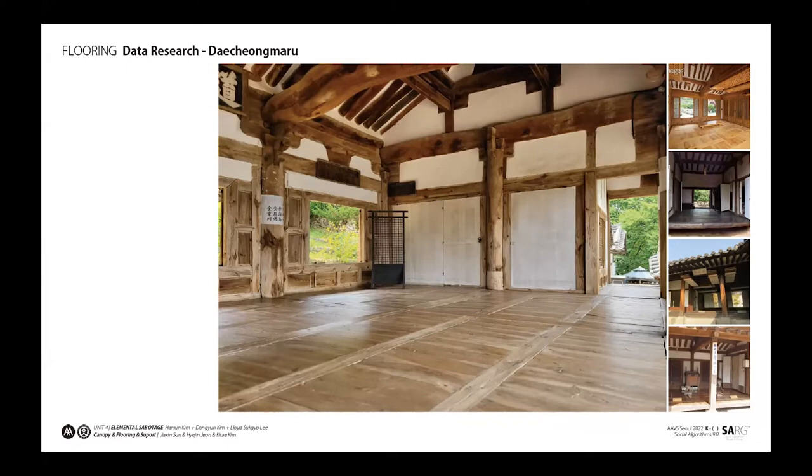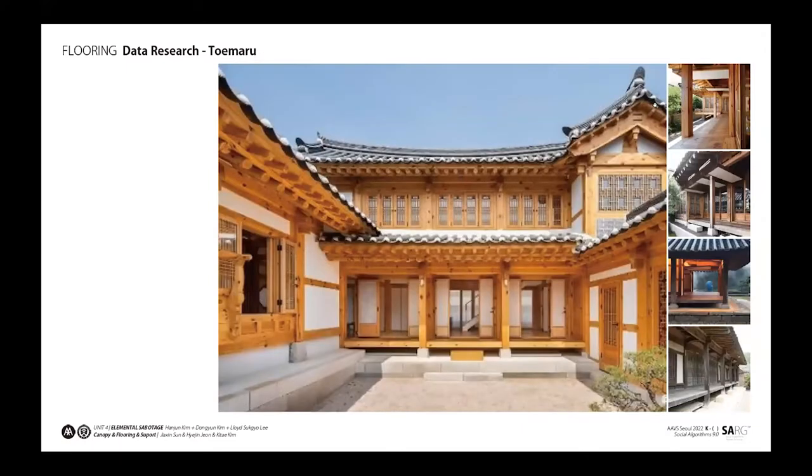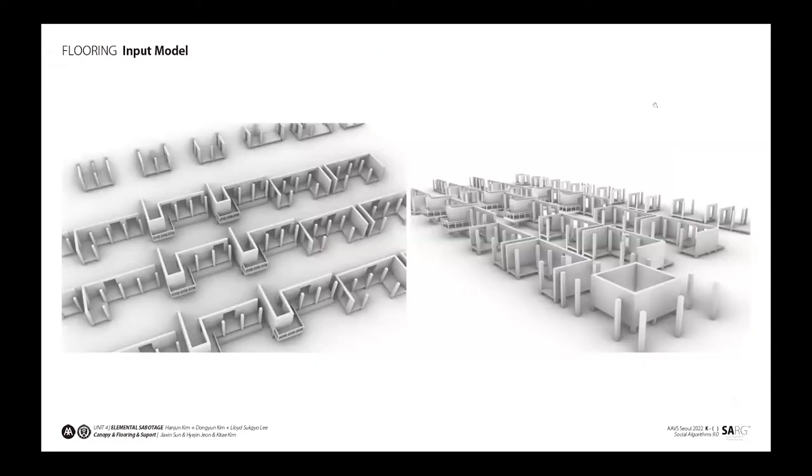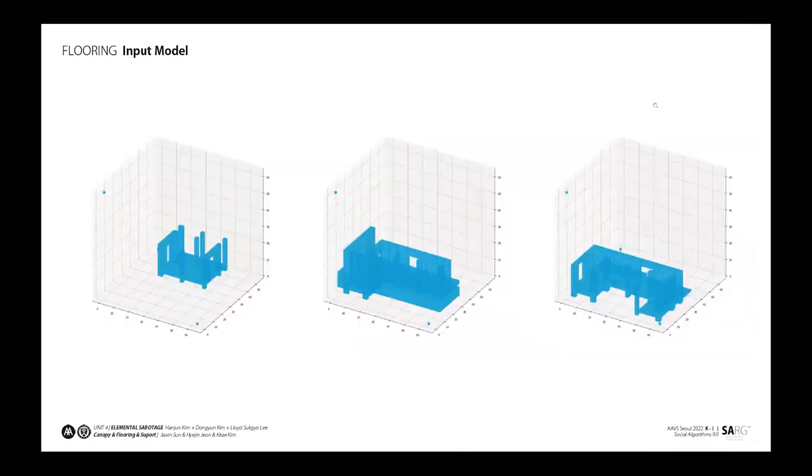Also, before entering the room, it connects the outside and the inside as a front room. Tenmaru serves as a passage between the outside and the inside. In this way, I defined the flooring in traditional Korean architecture, determined the corresponding elements, and constructed the data through modeling.